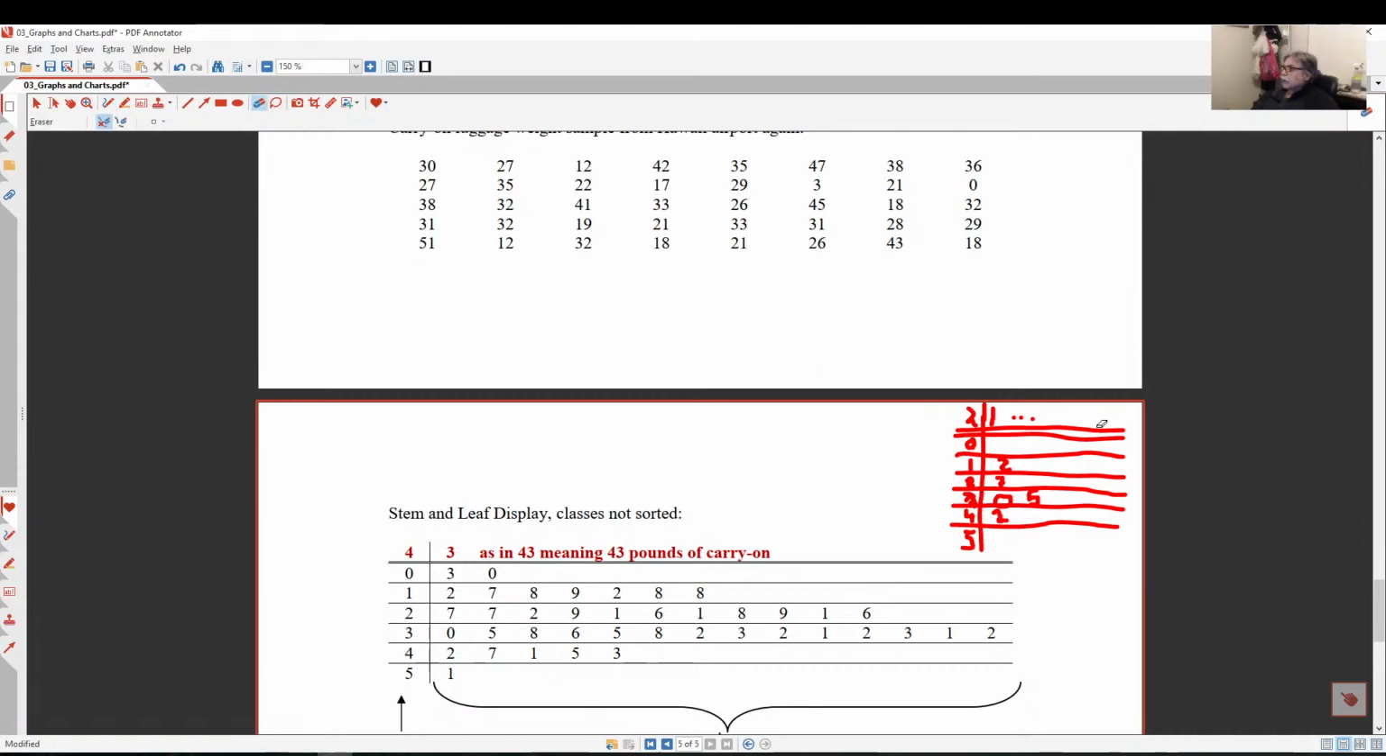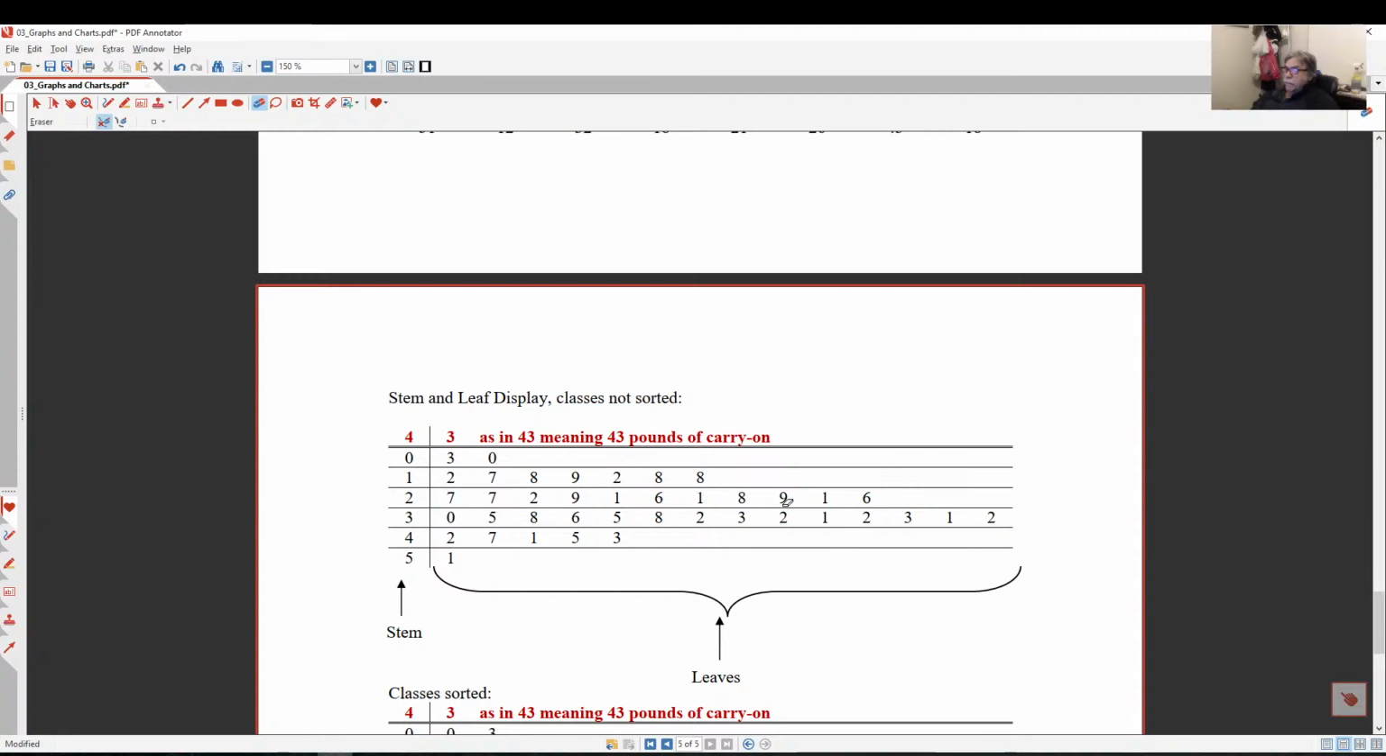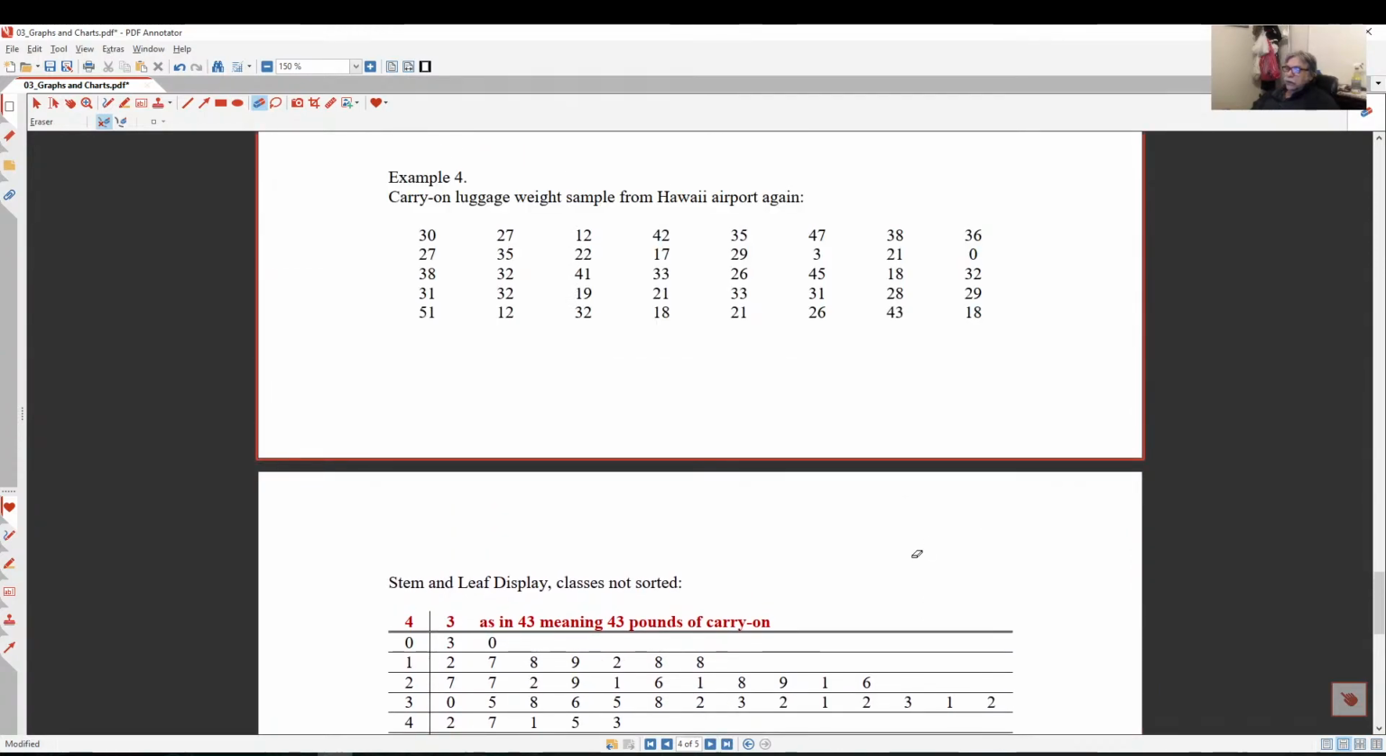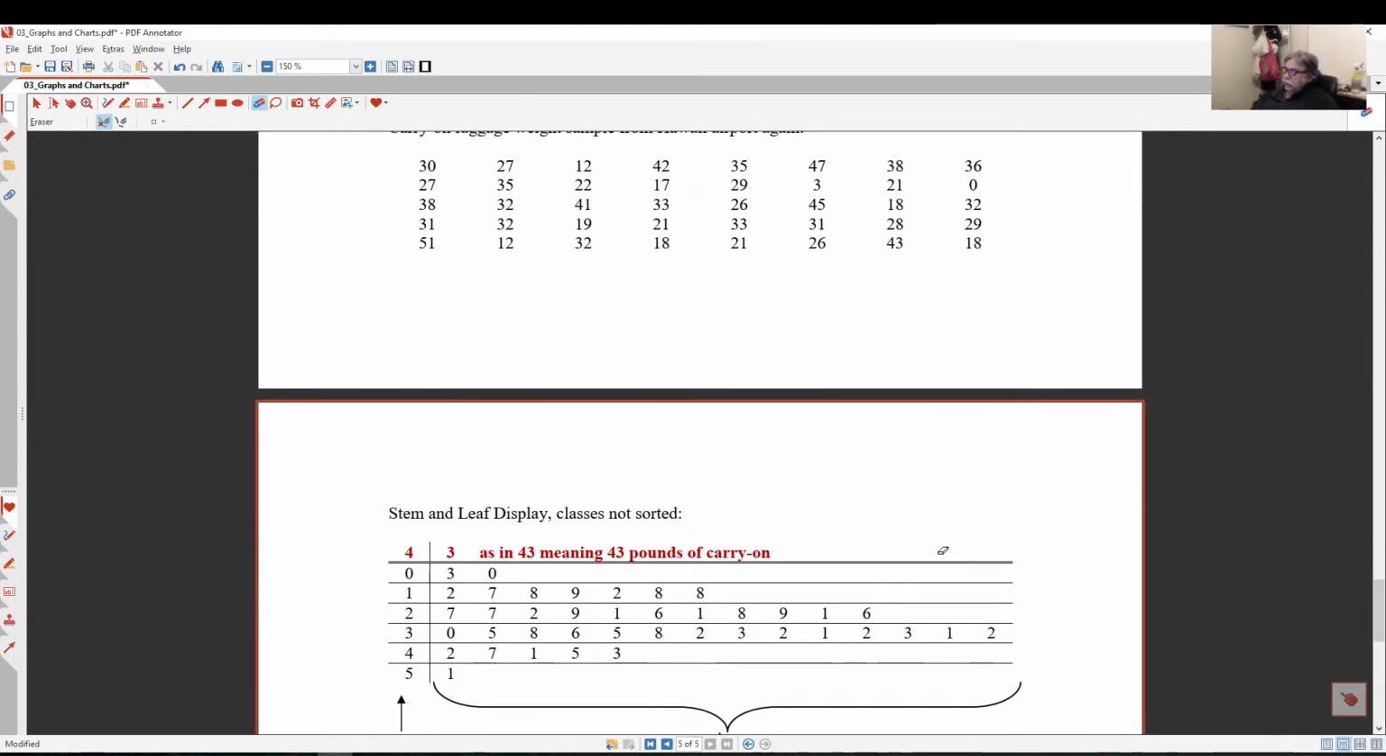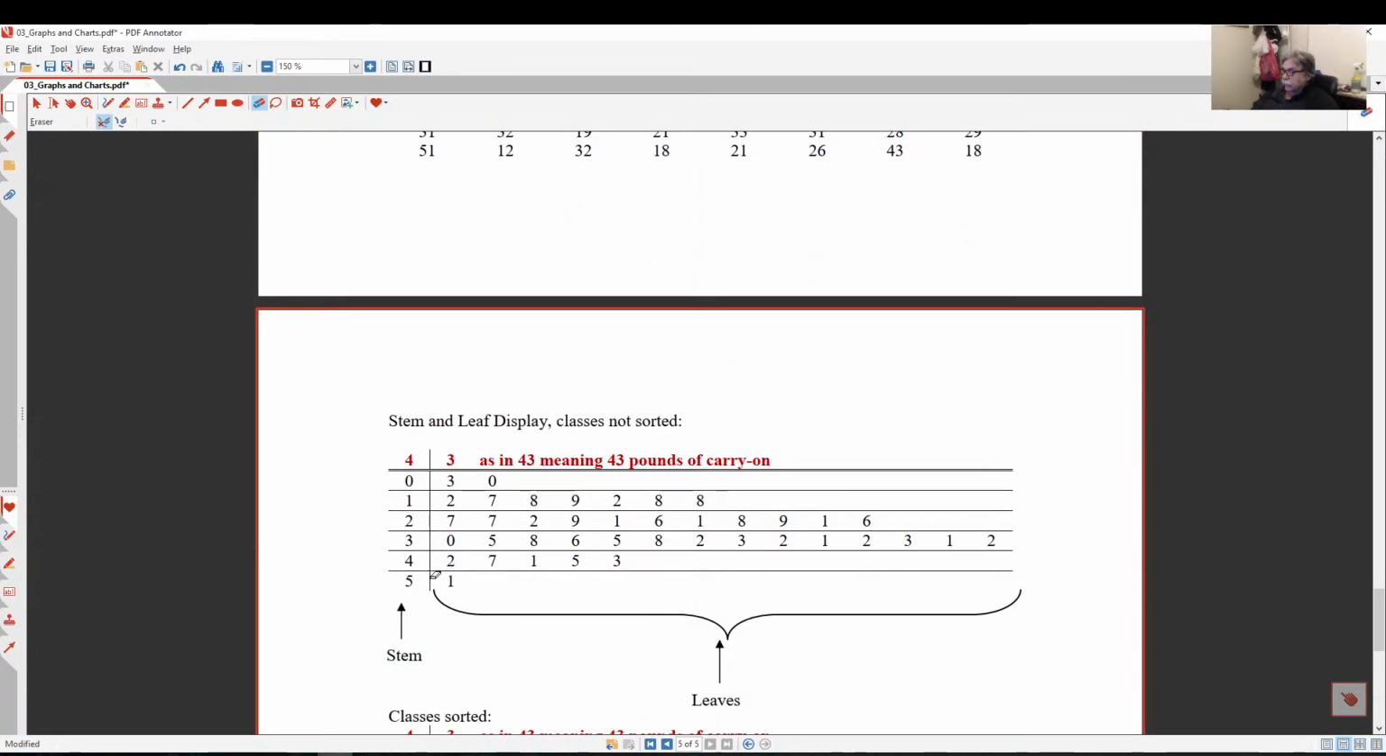Okay, this is done really poorly. I had to use the ruler, obviously, but here is one much nicer. This is still not sorted. It's not the end product. It is not a stem and leaf display yet, because the data is not sorted. But you already have divided data in the classes. You already have a graphical presentation.